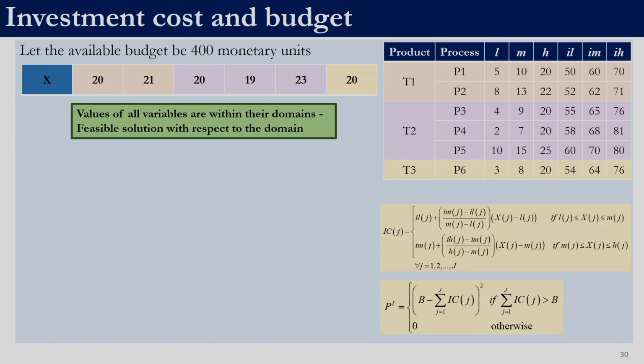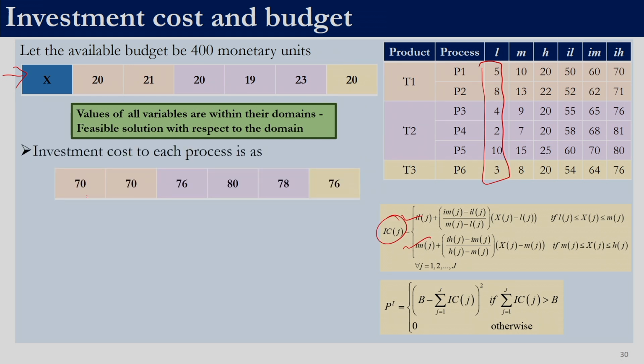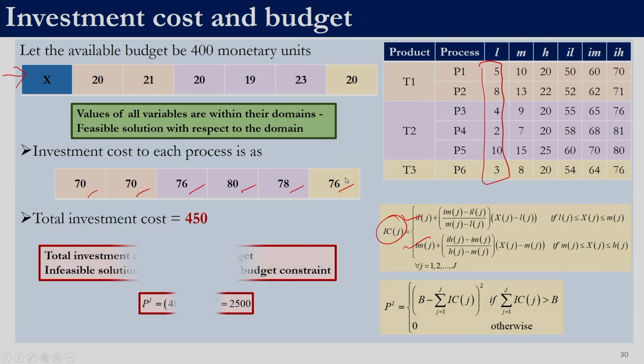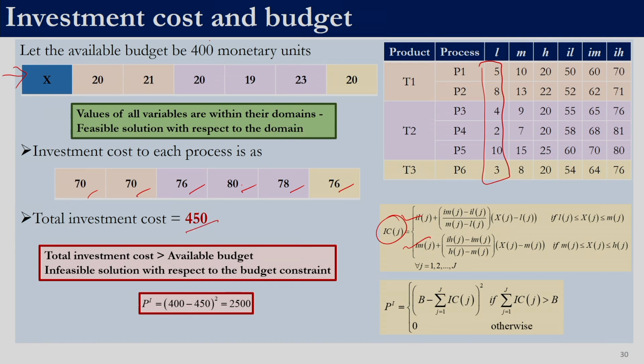Let us consider a case wherein this is the decision variable: 20, 21, 20, 19, 23 and 20. Again in this case all of these have their production greater than L. Depending upon what the production is, we have to use one of these equations to calculate the investment cost. The investment cost turns out to be 70, 70, 76, 80, 78 and 76, and the total investment cost is 450, but what we have is 400. What we require is more than what we have.